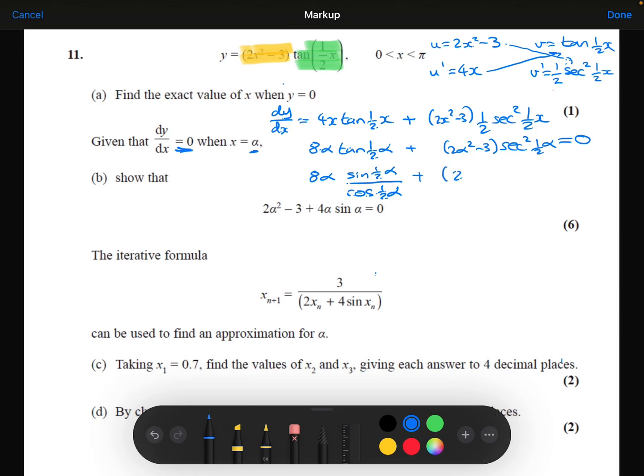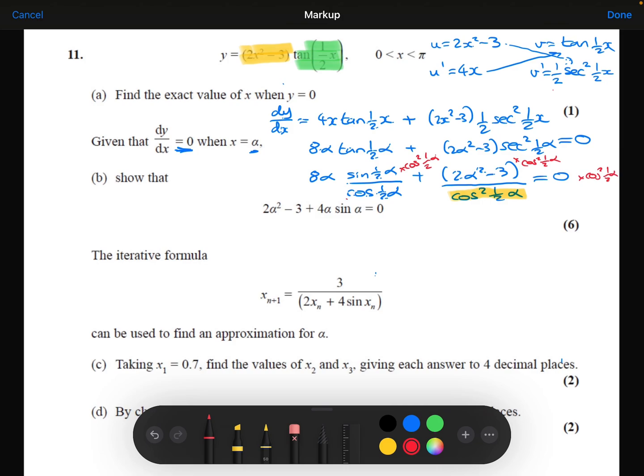The sec squared half alpha is the same thing as 1 over cos squared half alpha. Now I can see that my next step is going to be to multiply each term by cos squared half alpha to get rid of this. So I times the first term by cos squared half alpha, and the second term by cos squared half alpha, and the right hand side by cos squared half alpha.